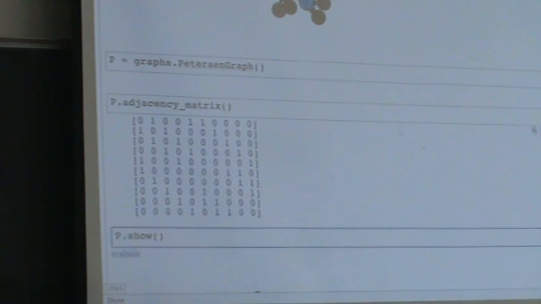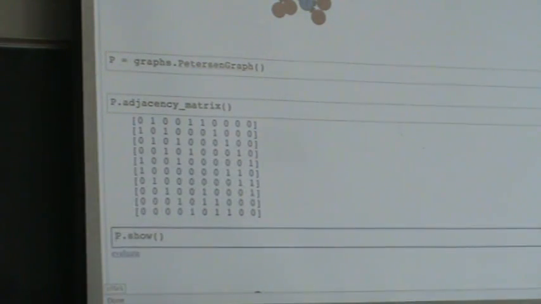Another thing that might be of interest is the matrices associated with graphs. So the adjacency matrix has n rows and n columns, where n is the number of vertices, and the number of edges between vertex i and vertex j is the entry ij. So P is a graph, which means that its adjacency matrix is symmetric. Vi vj has an edge if and only if vj vi has an edge.